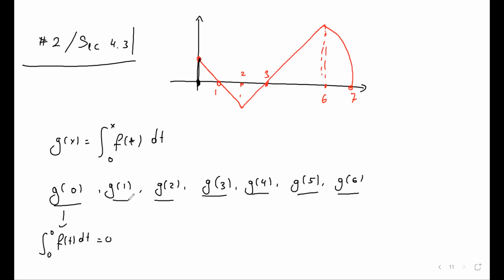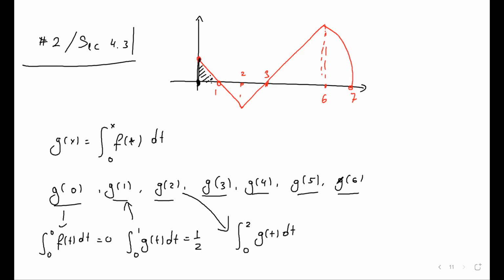There's no interval. G of 1 is the integral from 0 to 1 of f of t dt. That would be the area under this graph here. This is a triangle, half of a square of side 1. So that's going to be 1/2. G of 2 is going to be the integral from 0 to 2 of f of t dt. Now, if you look here, you would have this area with plus, but then you would have this area over here with minus. When you add them up, remember these are signed areas, so this is going to be 0. Very easy to say.